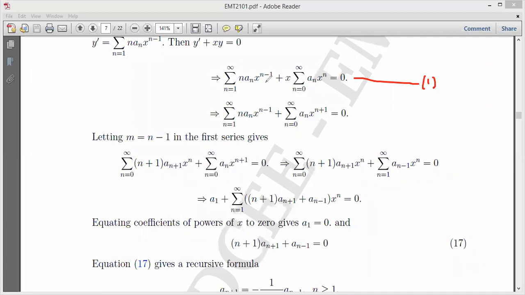Now, when you look at this, we have already substituted into the differential equation. The x is here, this is here. So first of all, we can start with this one here. Since this is x to the n, there is x here. This x can enter into the sum here.